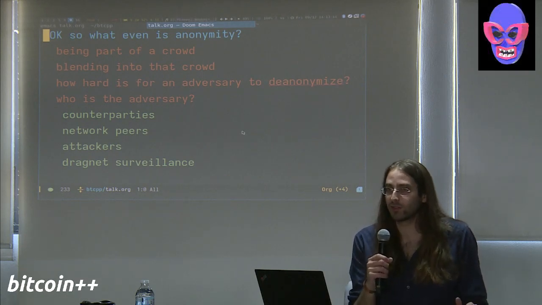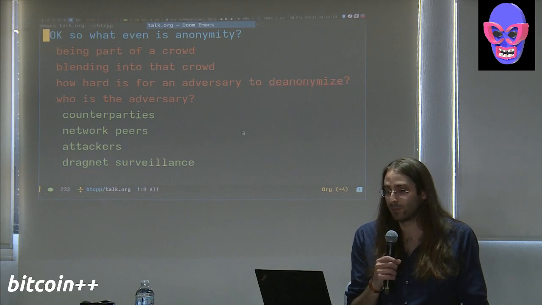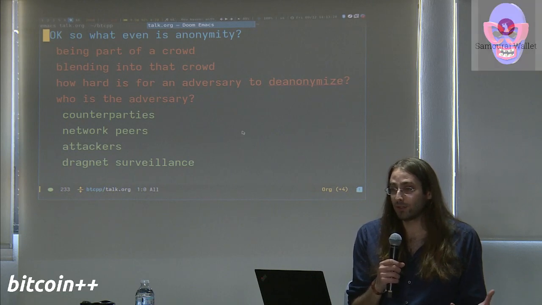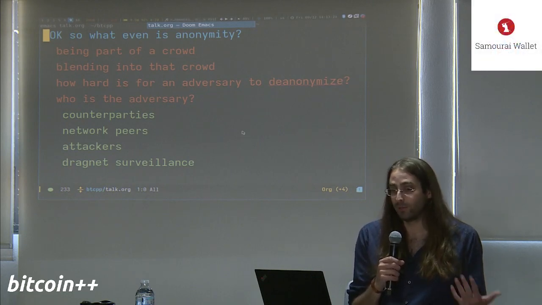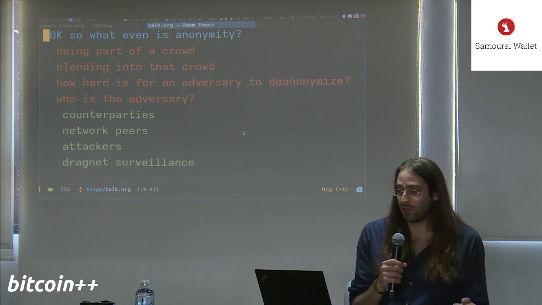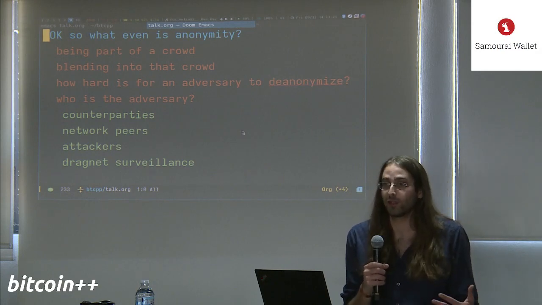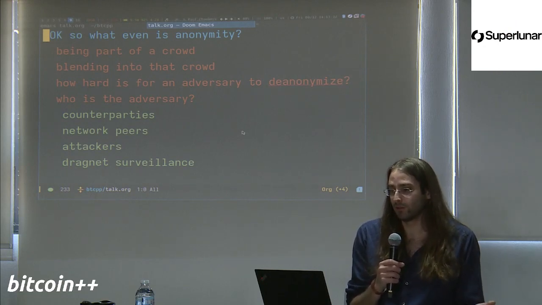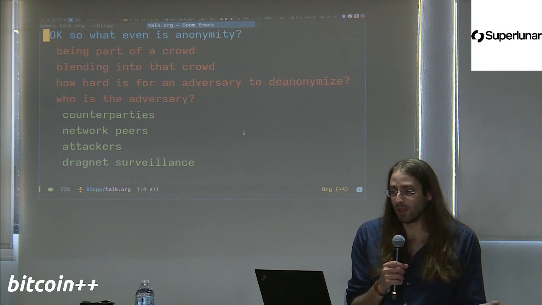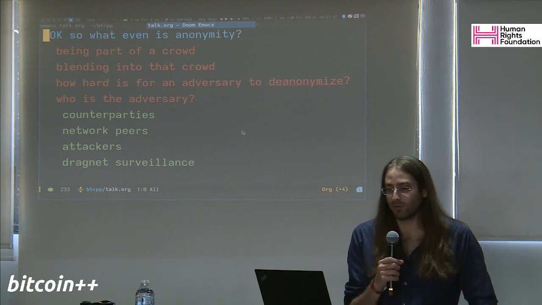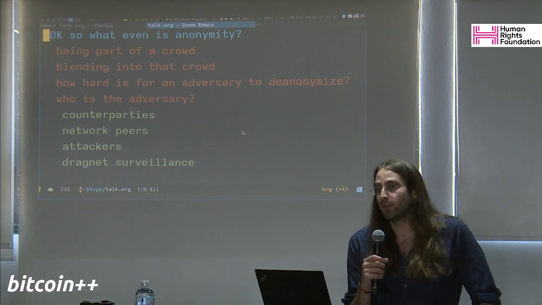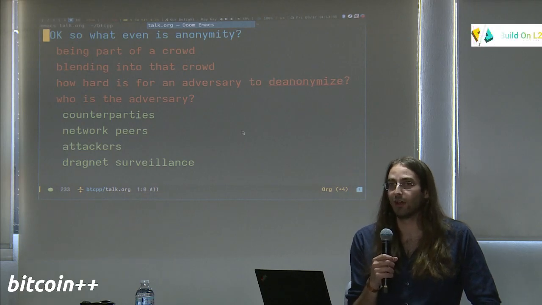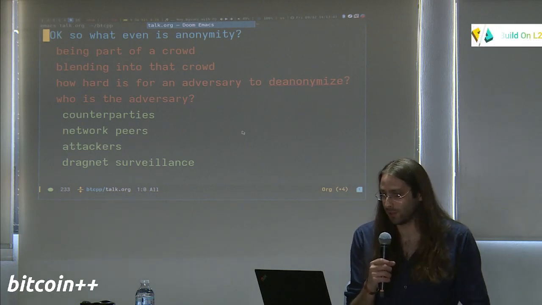In the context of Bitcoin, it could be your counterparties, like people you receive from or people you send to. It could be your peers on the peer-to-peer network. It could be malicious parties that are going after your funds, trying to steal from you or whatever. And it's also dragnet surveillance, which could be governments, like the Snowden revelations, or also the business of what Chris Belcher calls transaction surveillance, or more colloquially, the chain analytics companies.